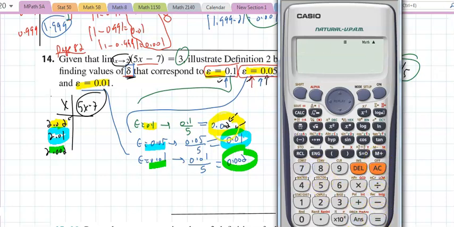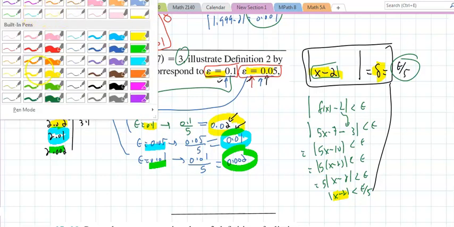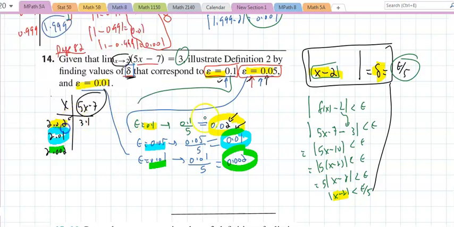Now, let me go in and put in 2.02. Now it's stored in my answer. Go back. I'll get 3.1. And do you see the accuracy here? By moving away by 0.02, I was able to get away from 3 by 0.1, meaning if you take 3 minus 3.1 in absolute value, you get 0.1, which is desired.